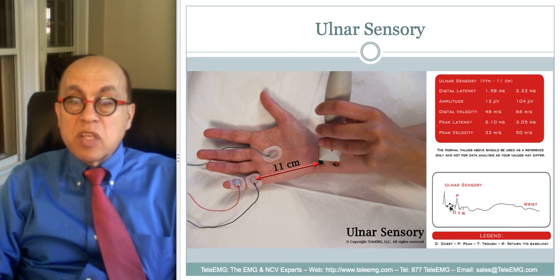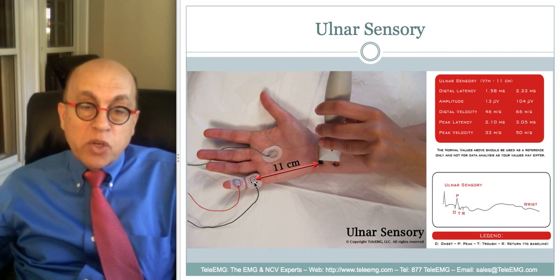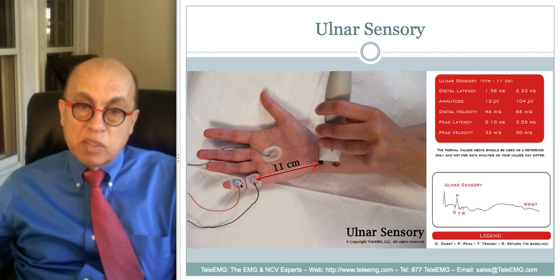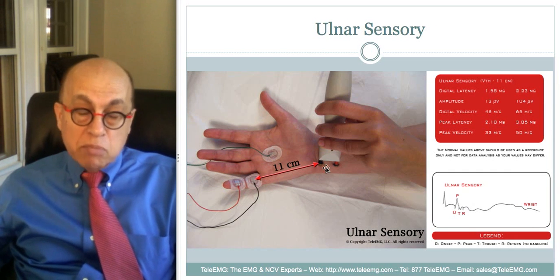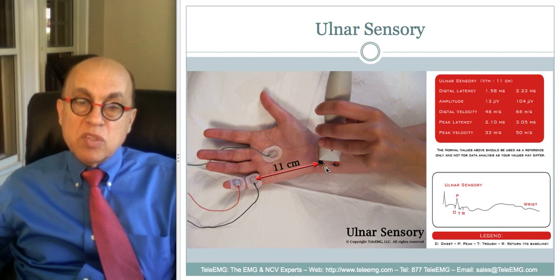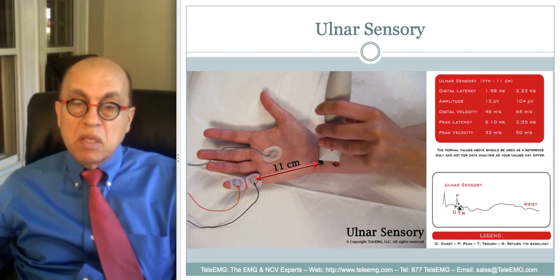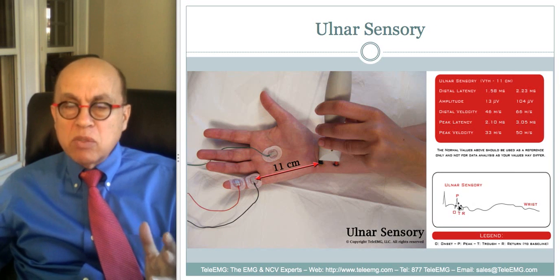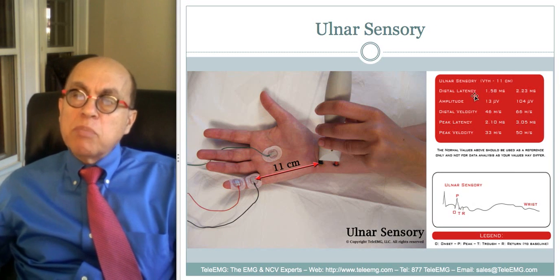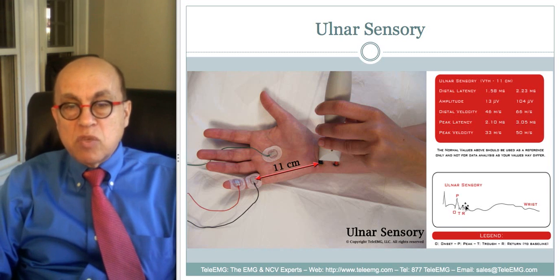For the ulnar sensory, we do the same thing, except that we put it over where the ulnar nerve is, namely over the fifth finger, the baby finger. Now here we use 11 centimeters, again, because we have good normal values for this distance. And we get a waveform that looks exactly like the median sensory waveform, but has different normal values. We compare it to the normal value table that we have here, and we calculate conduction velocities. And that's the ulnar sensory response.